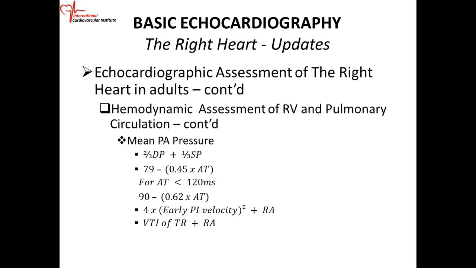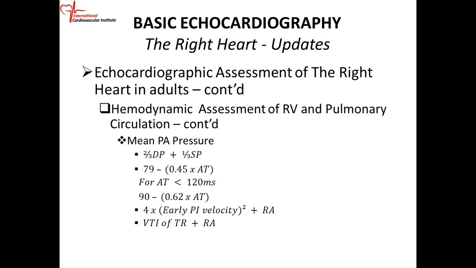All right, so we've been talking about the mean PA pressure. How do we determine mean PA pressure? Because I've been telling you this is the gold standard. A mean PA pressure greater than 25 millimeters mercury suggests pulmonary hypertension.